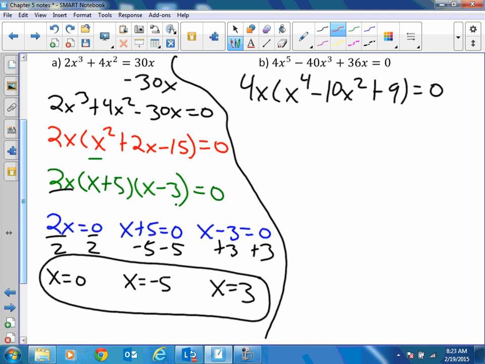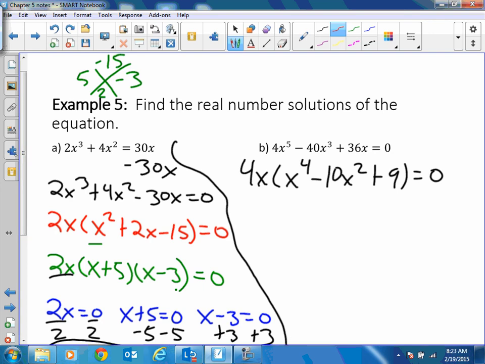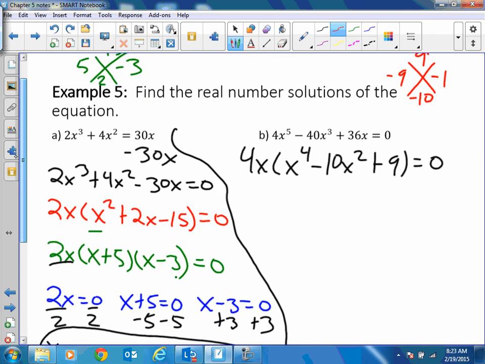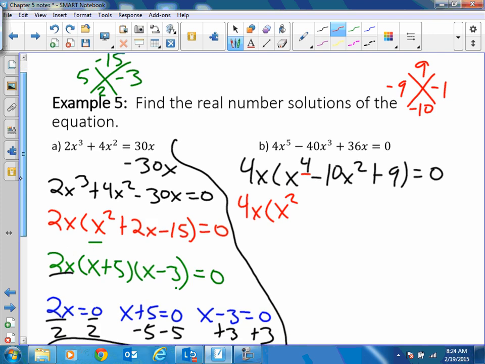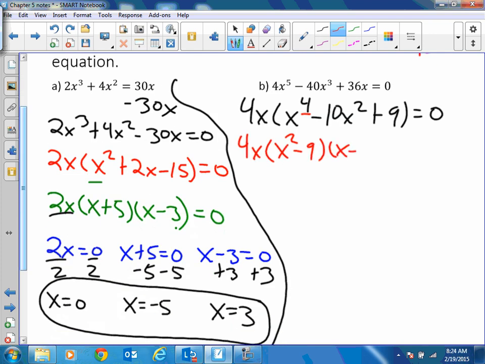We want to find factors of c, which is 9 in this case, that add up to negative 10. Which I'm going to assume is going to be negative 9 and negative 1. Negative 9 times negative 1 is positive 9. Negative 9 plus negative 1 is negative 10. So then we can rewrite that. Remember, it's x to the 4th, so we got to break that in half. Half of x to the 4th is x squared. So we're going to write it as 4x, we're going to write it as x squared minus 9, x squared minus 1 equals 0.